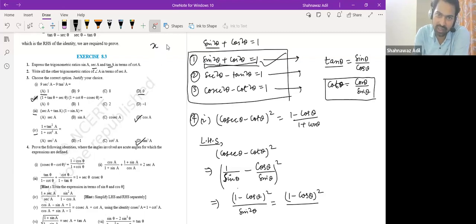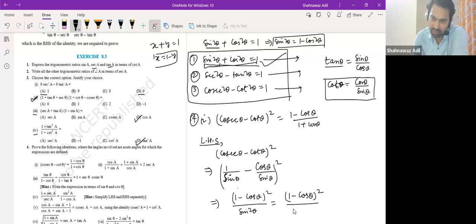Let me say it in this way. If I have x plus y equals 1, and I want to calculate x, what would x be? 1 minus y, right? So from here, what would be sine square theta? 1 minus cos squared theta. So this is 1 minus cos square theta, right?